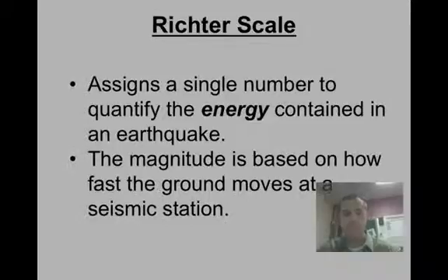Okay? So the Richter scale, our familiar one. It assigns a single number to quantify the energy contained in an earthquake. So we're measuring the amount of energy released from that earthquake. The magnitude is based on how fast the ground moves at a seismic station. Remember, seismic stations are picking up all the waves, the primary wave, the secondary wave, the surface wave. And our Richter scale is measuring the actual ground movement at those stations. So basically we're taking our data from a seismograph and determining a Richter scale reading from that.